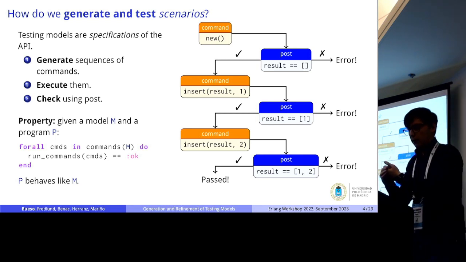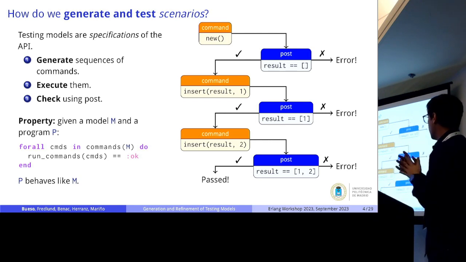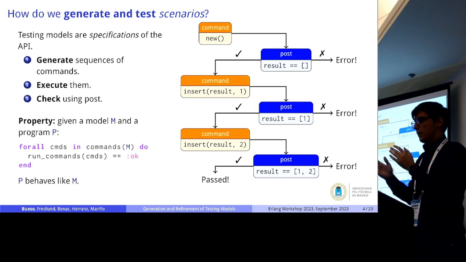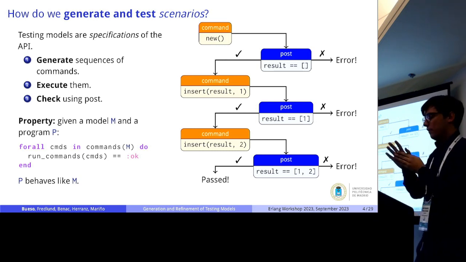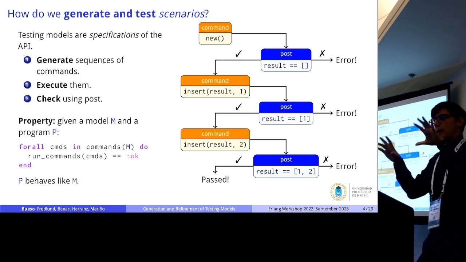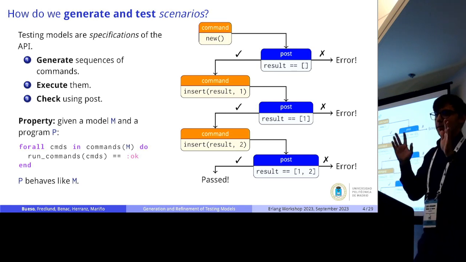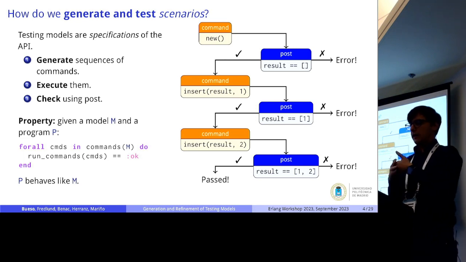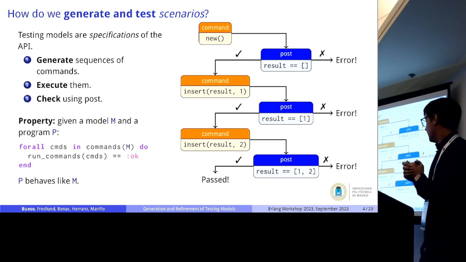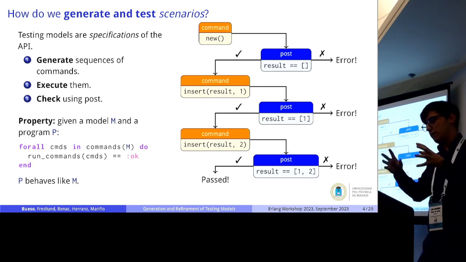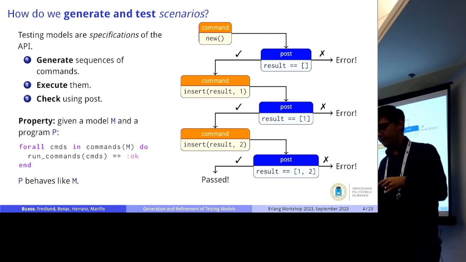So, for example, usually the property that we check when we test these models is that given a model M and a program P, for all the commands defined in this model, after running them, everything must go properly, must be okay, right? So after the execution of these tests, we would assume that the program behaves like the model.